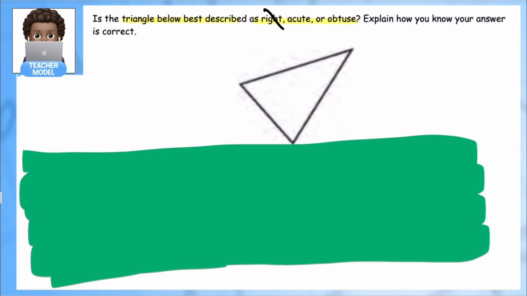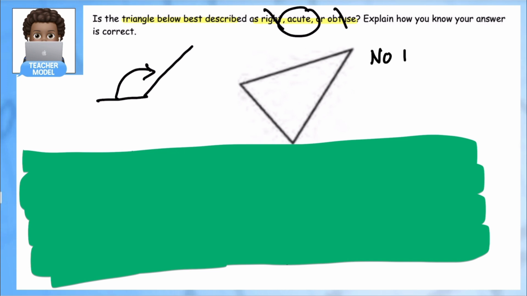And do I see any obtuse angles? And again, no, because our obtuse angles, think of it like you're opening a door. If I just opened it a little bit, it would be acute. But if I opened it straight, this would be 90 degrees. And if I opened it wider than 90 degrees, that would be obtuse. So nope, not obtuse either. So this has to be an acute triangle.